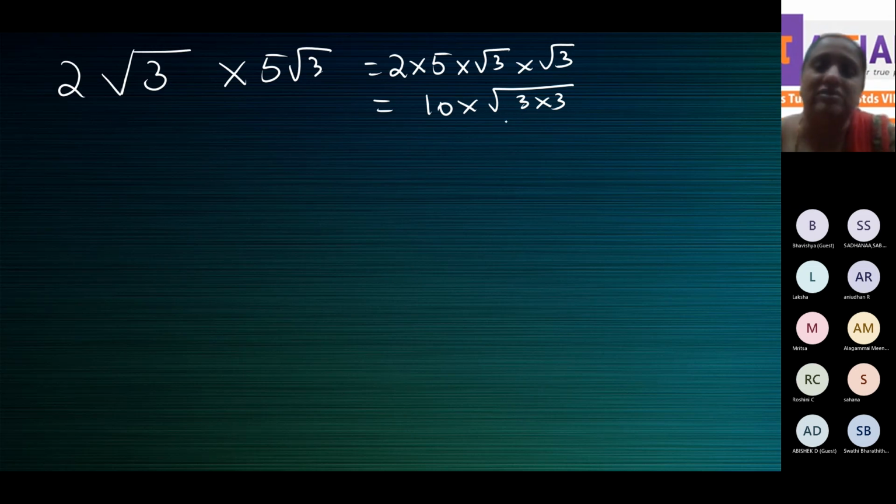Now you've learned last year, under the square root, if you have two equal factors, one will come out. You can bring one out. So 10 into, from 2 3s, 1 3 comes out. So 10 into 3, which is 30.